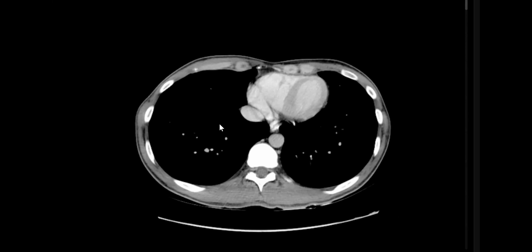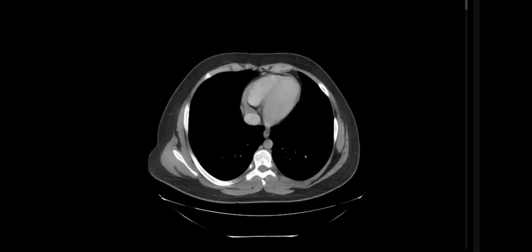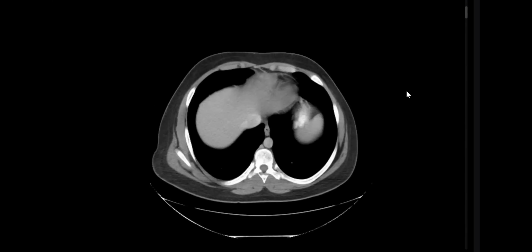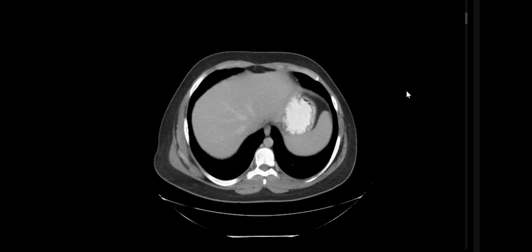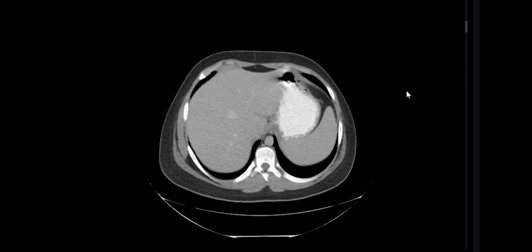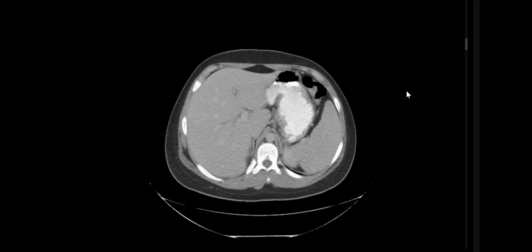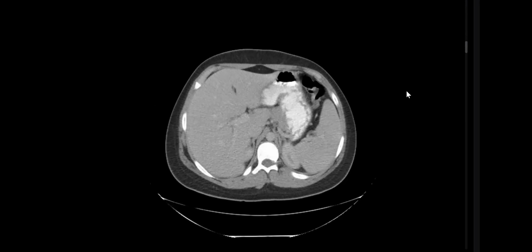Sir, okay. Yes, I'll give you this one. Yeah, start. Acute abdomen. Sir, any history? Okay, so this is a CT abdomen. This is a non-contrast image. Actually, it's a delayed portal phase.